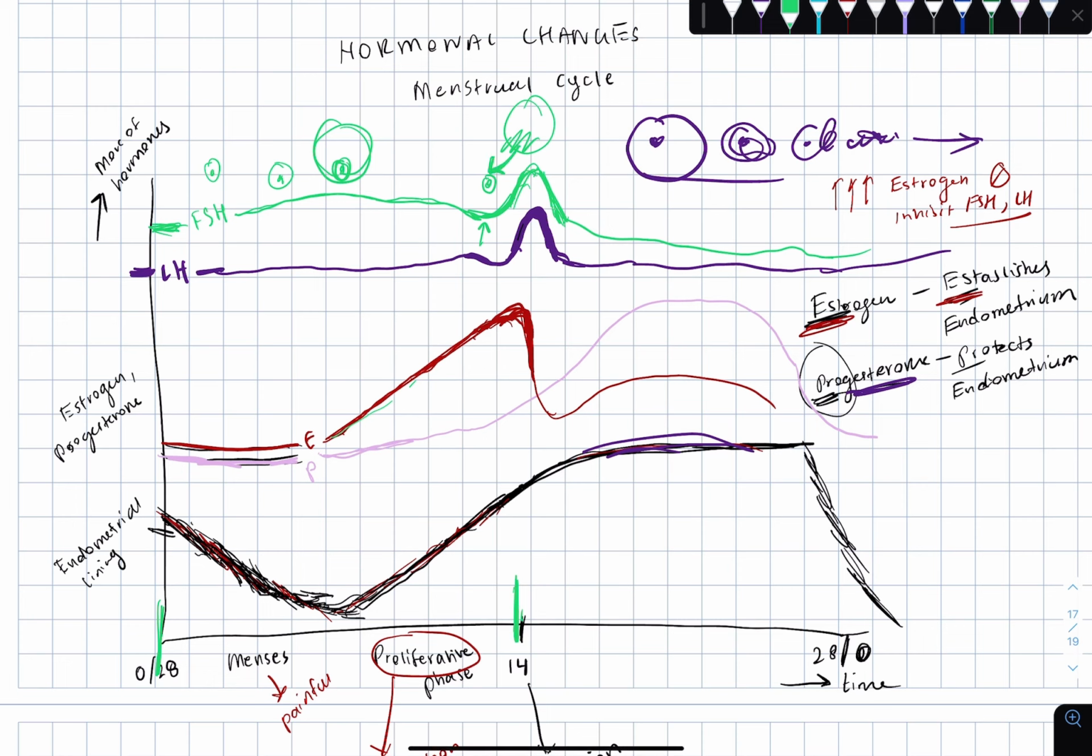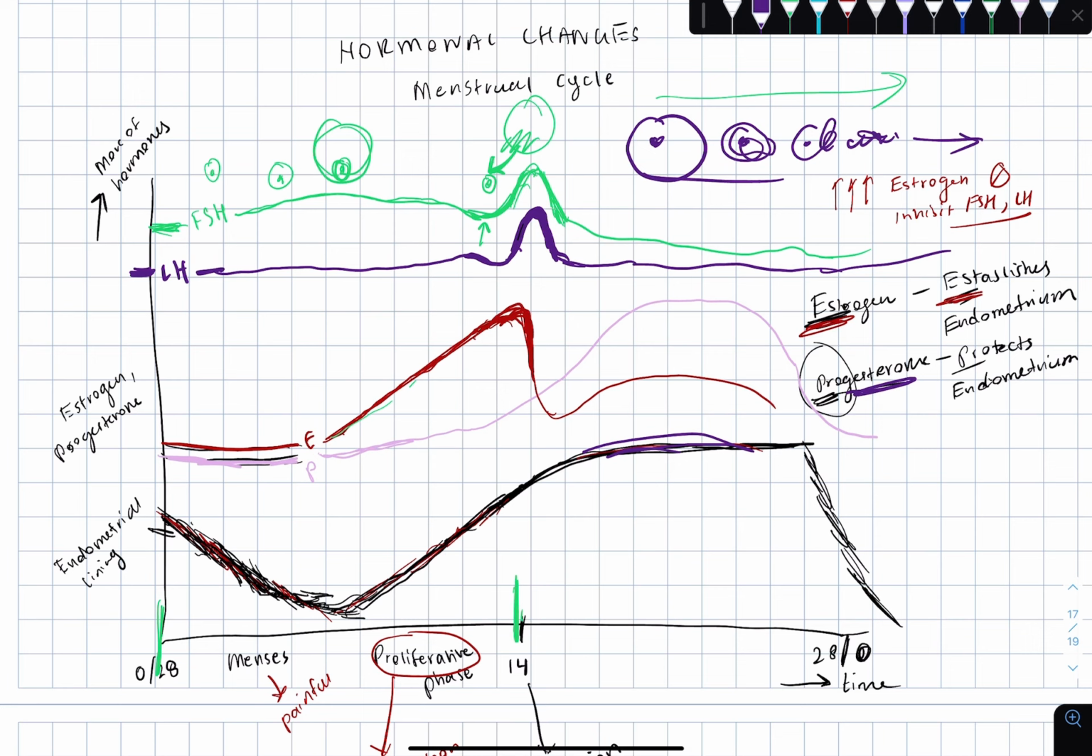So the egg is going to get released and it's going to hang out in the fallopian tubes in case fertilization occurs. But if it doesn't, it's just going to degrade and go away. It's just going to be released in the blood during the menses. And then the whole cycle is going to start again, as I said.